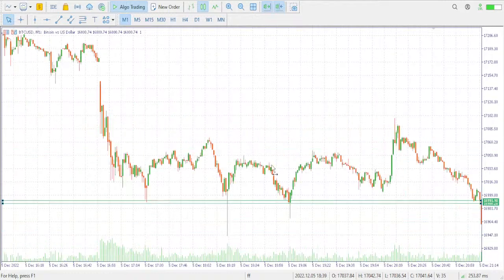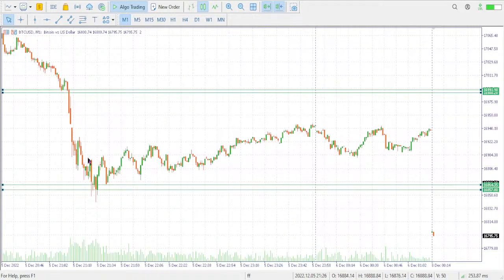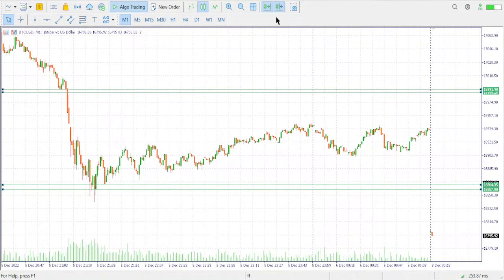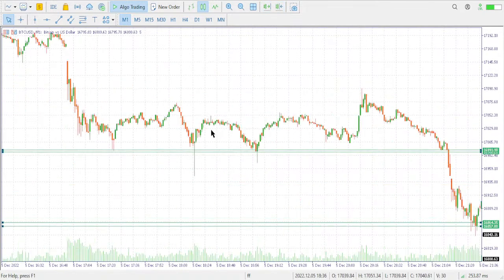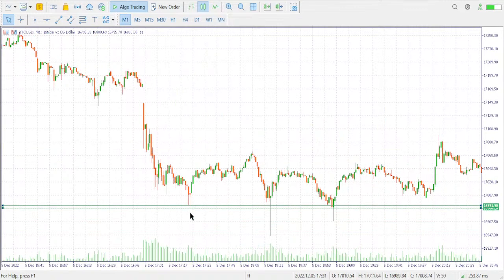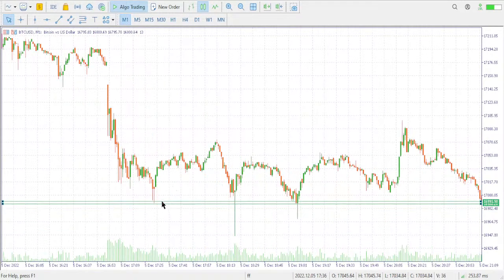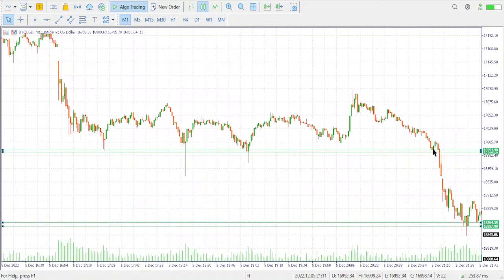So look at what happened on this chart. This was on 5th of December. Look at how nicely the price used this level as a support. We had a support there, we had a support, we had a support, and we had a support here. Then the price broke below this level.